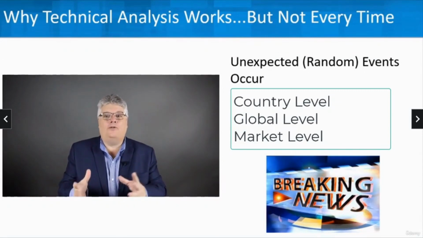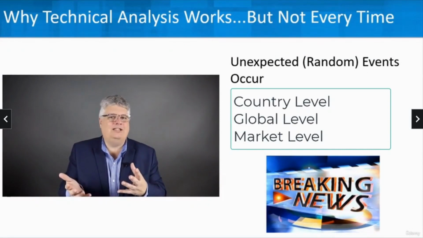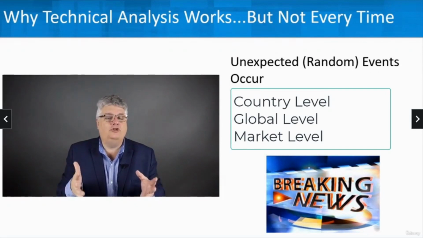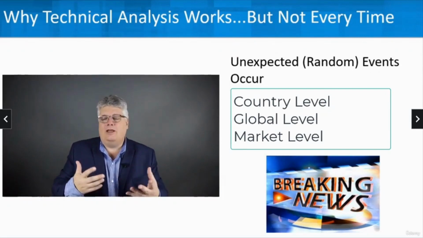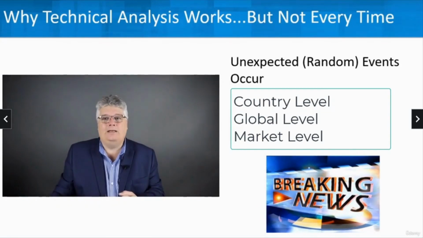Now it doesn't work every time because, one, nothing's 100% perfect, of course. And then there are unexpected random events that can occur. But there are things that can happen at real big country or global levels too that are really beyond our control and even beyond our analysis because something really unexpected happened.